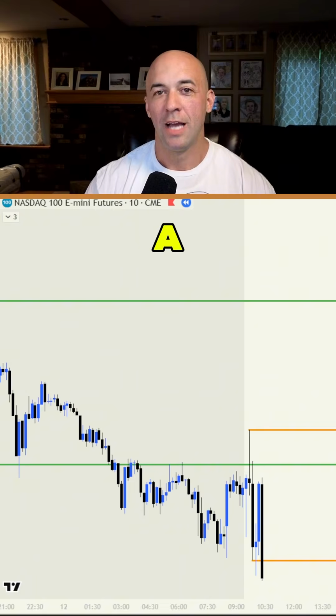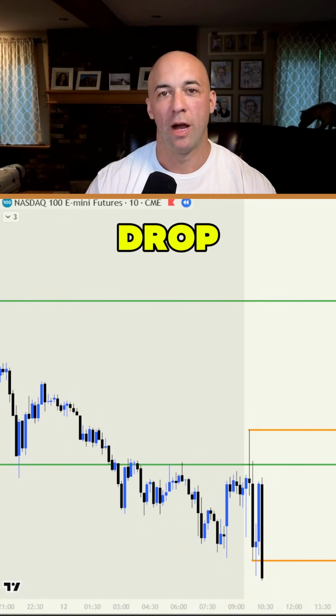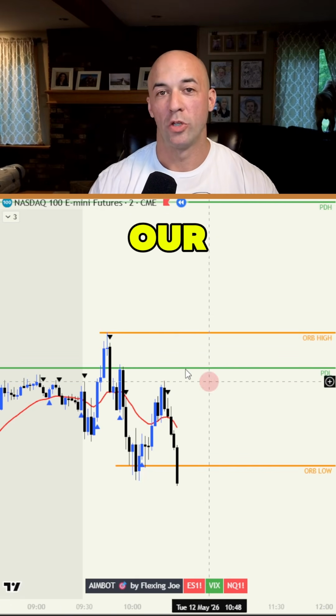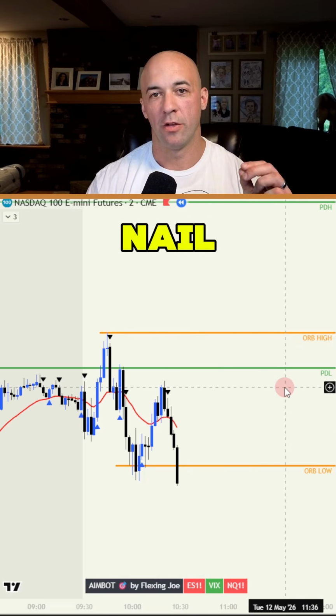All right, there we go. A candle is now closed outside of the opening range on the 10-minute chart. So we're going to drop down to the 2-minute chart and look for our entry. Also, let's not forget that we're going to put on our 20 EMA as well as the AIM bot, so we can make sure that we nail a proper entry.